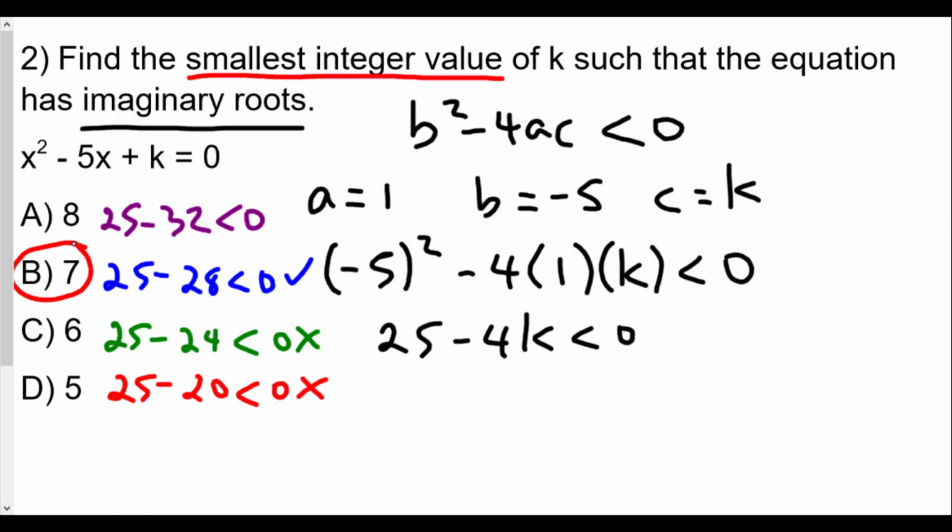Okay? So you've got to read the question very carefully. Keep in mind, when we have imaginary roots, our discriminant must be less than 0. If the roots are real, the discriminant must be greater than or equal to 0.